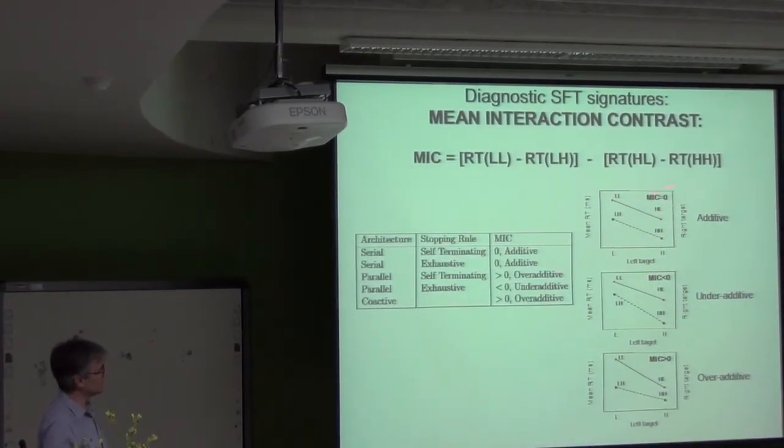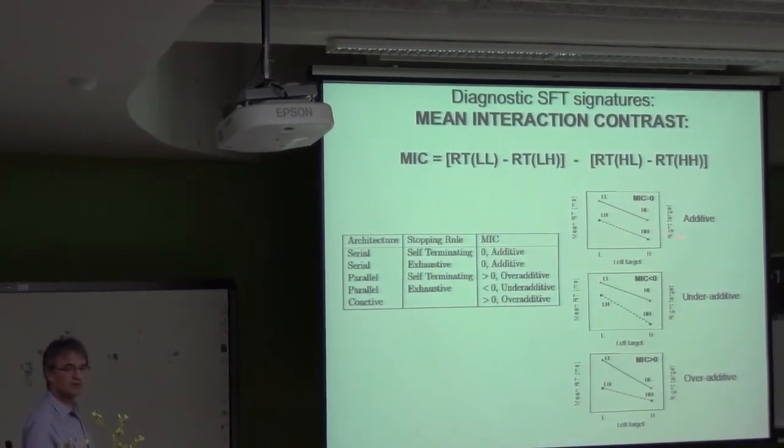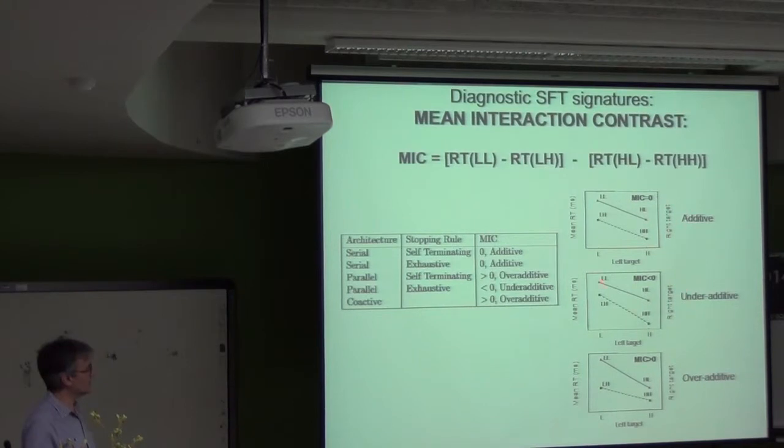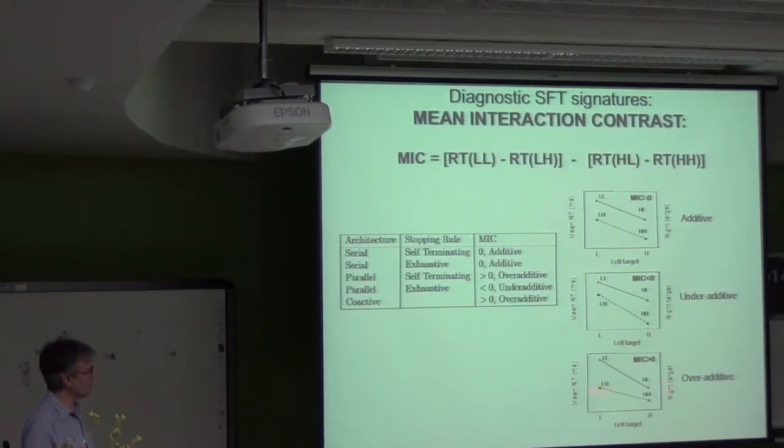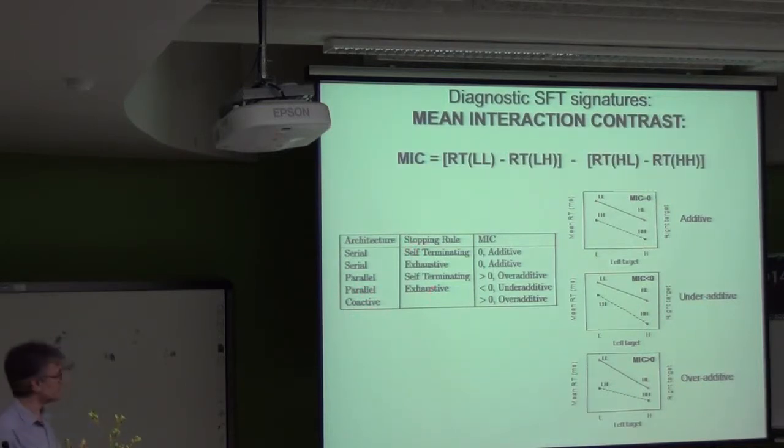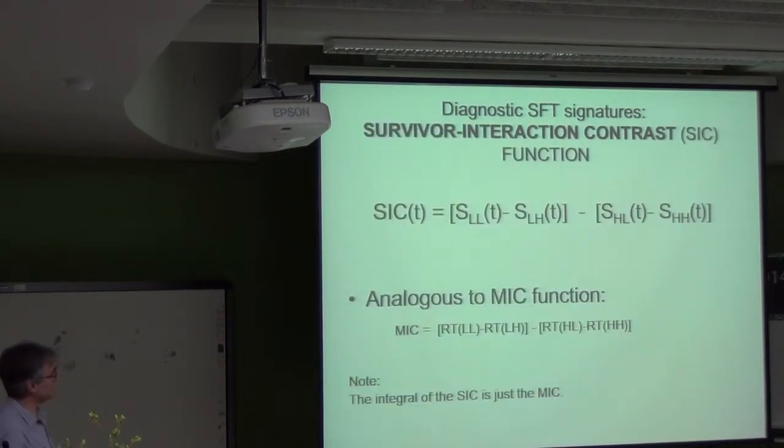We have this mean interaction contrast is additive. If you remember additivity from ANOVA, here it's under additive, here is over additive. This mean interaction value is larger than 0, smaller than 0, here is equal to 0. It can be used also to predict or to indicate the presence of different mental architectures, parallel, coactive, or stopping rule. That's another signature maybe to investigate. Now, unfortunately, this one is not as good as the next one that we mainly discussed.